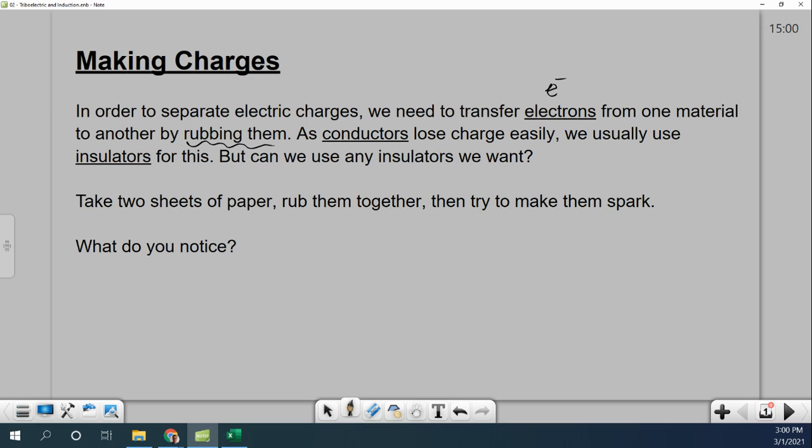But can we use any insulators? Can I take any insulators at all, rub them together and get charge? Let's try it. Pause the video, take 2 sheets of paper, rub them together, try to make them spark. Go for it. What do you notice?